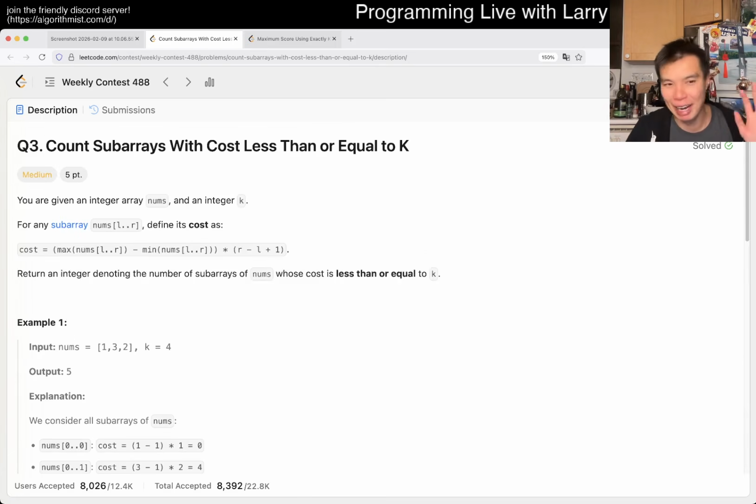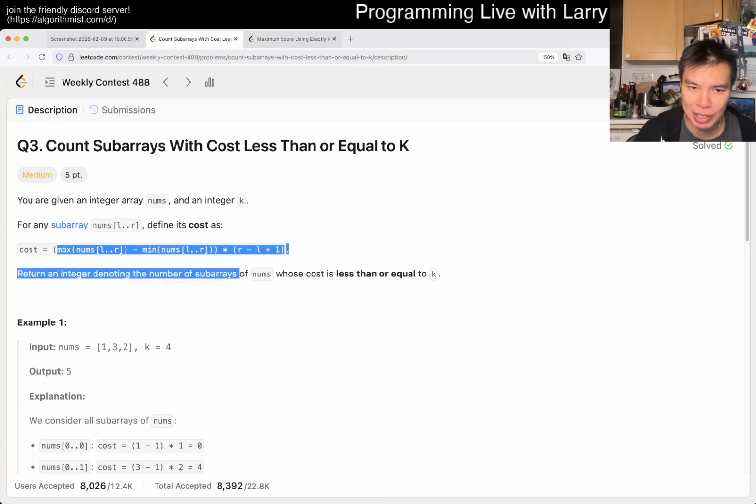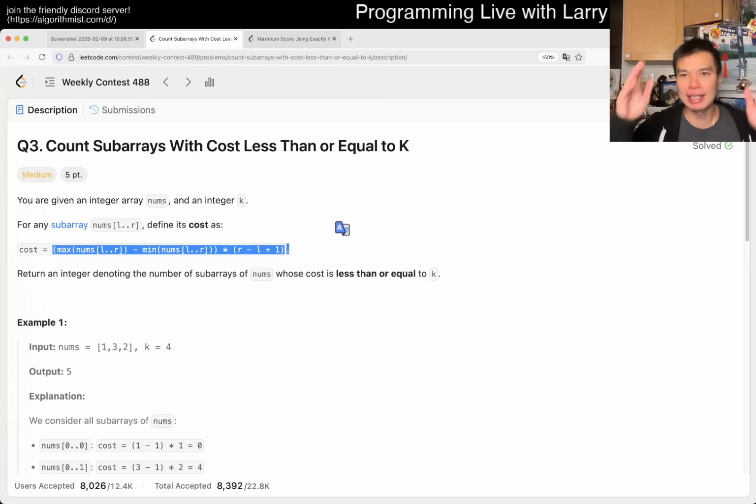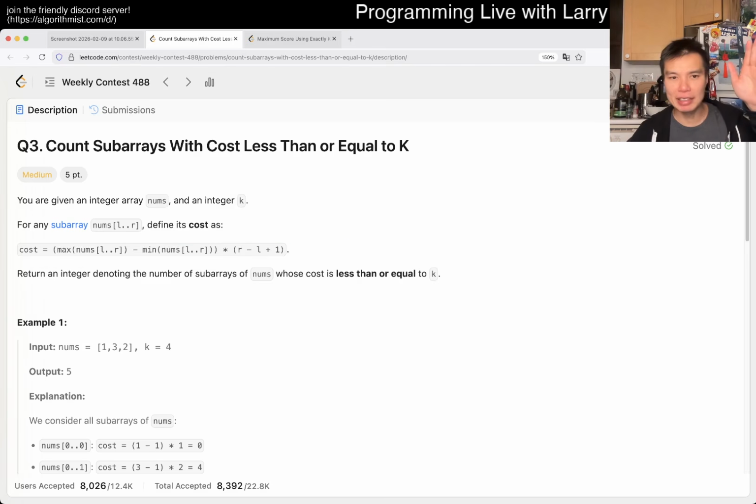The other key observation is taking a look at this function. We're trying to find cost less than or equal to k. That means this formula, particularly this part, is more obvious: the more items you have, the bigger the cost will be. That's one.